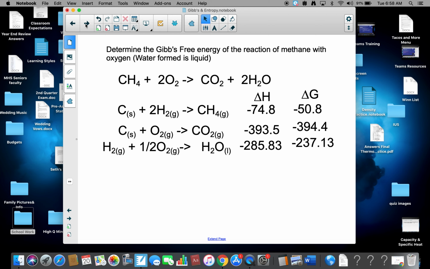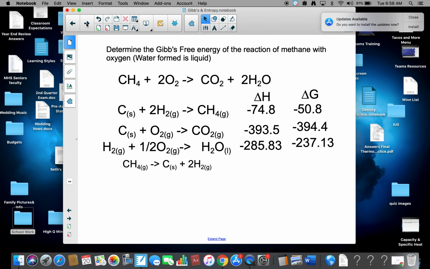All right, now, again, we're doing the formation reactions, always forming 1 mole in terms of Hess's law. So I want this from this. So we need to put the product in the reactant, which means we're going to flip the reaction. When we flip the reaction, the signs change. So instead of negative 74.8 kilojoules per mole and negative 50.8 kilojoules per mole, they're positive 74.8 for the enthalpy and positive 50.8 kilojoules per mole for the Gibbs free energy.